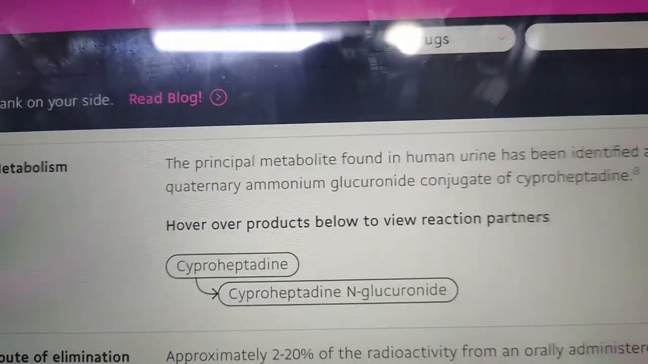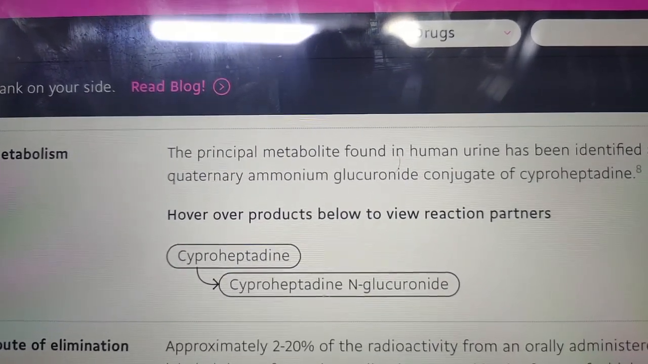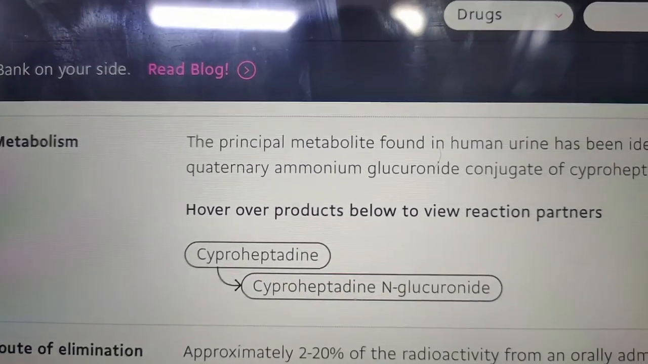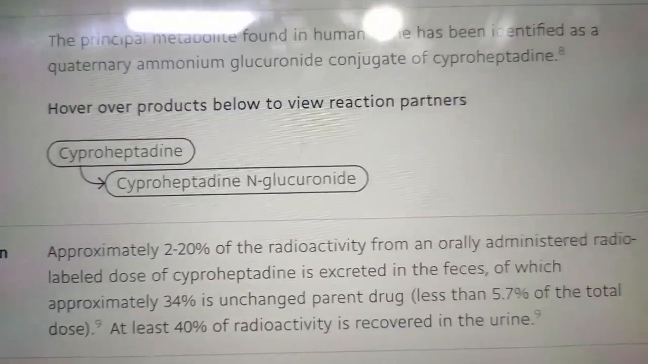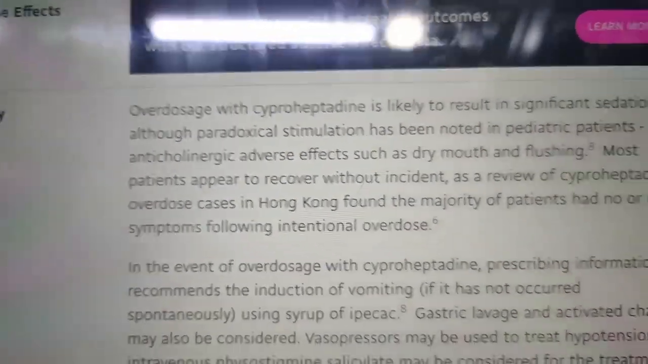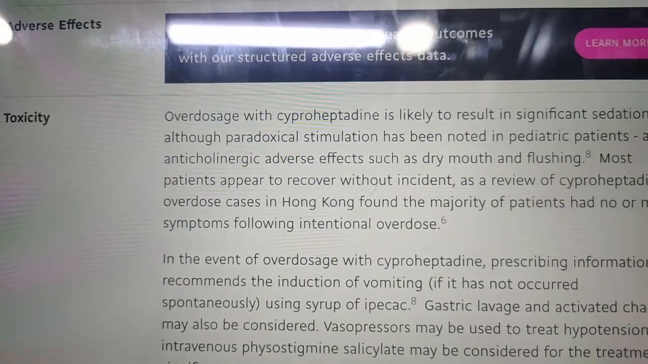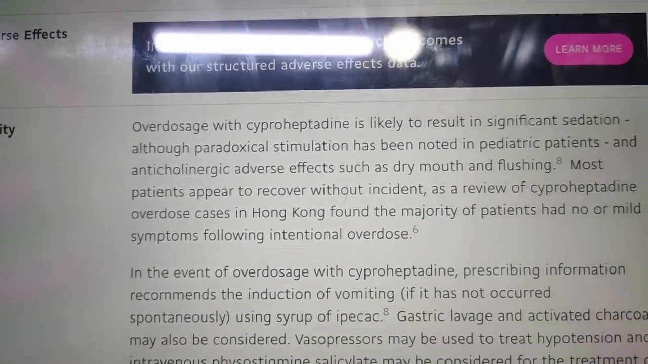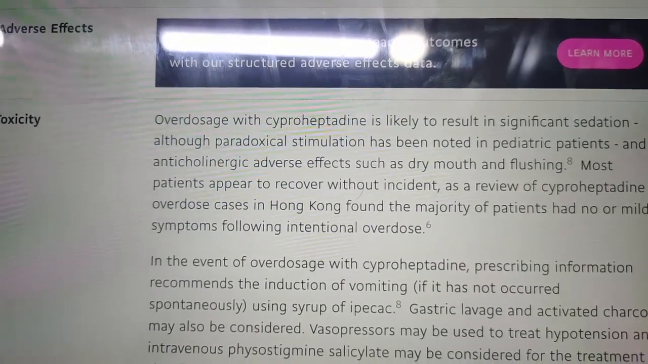Now its metabolism. The principal metabolite found in human urine has been identified as quaternary ammonium glucuronide conjugate of cyproheptadine. Now its toxicity. Overdose of cyproheptadine is likely to result in significant sedation, although paradoxical stimulation has been noted in pediatric patients, and anticholinergic adverse effects such as dry mouth and flushing.